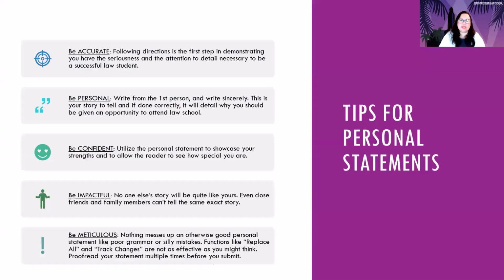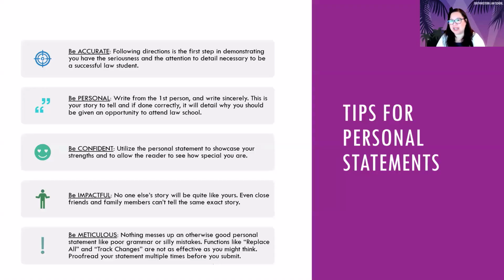Okay. So some tips. Now, there are a lot of do's and don'ts, honestly. But we're going to focus on some of the do's, right? Be accurate, be personal, be confident. This is like your rock star moment. Remember again, in an interview kind of mentality, what are the things that you're so proud of, or you think are so important that the reader of your file know? These are the kinds of things that go in the personal statement.